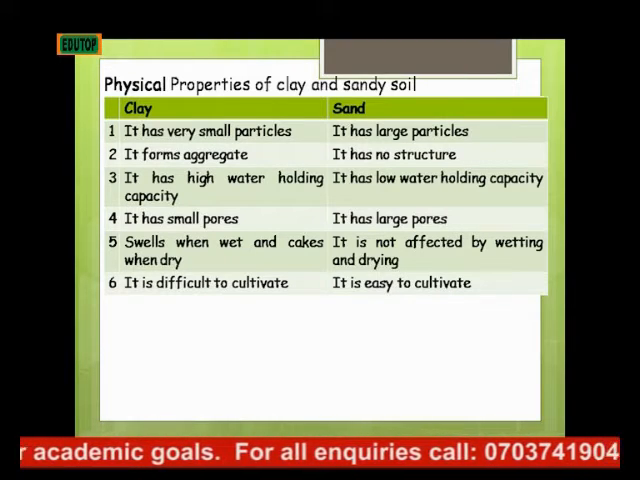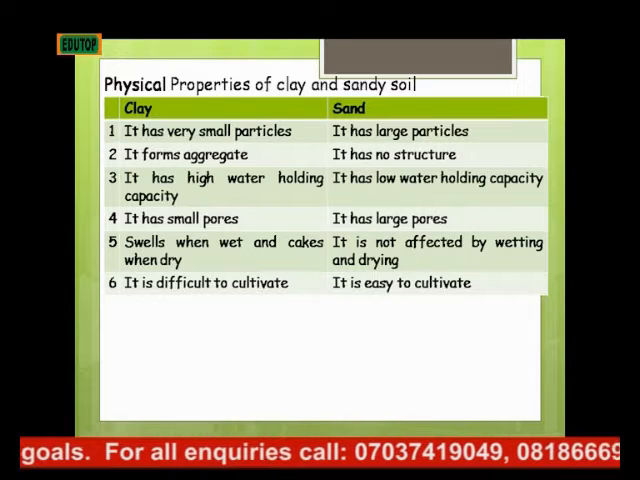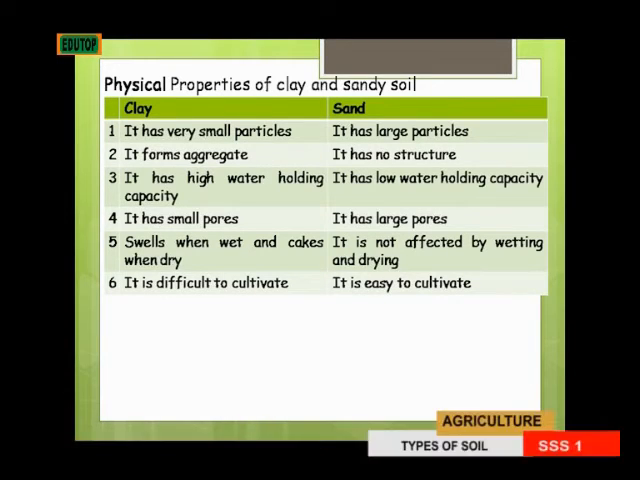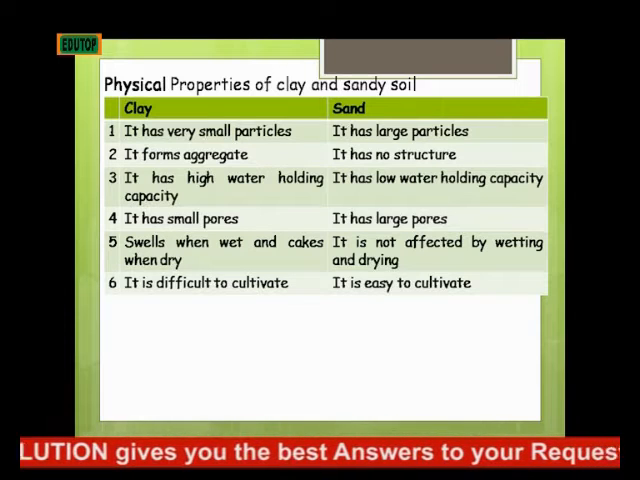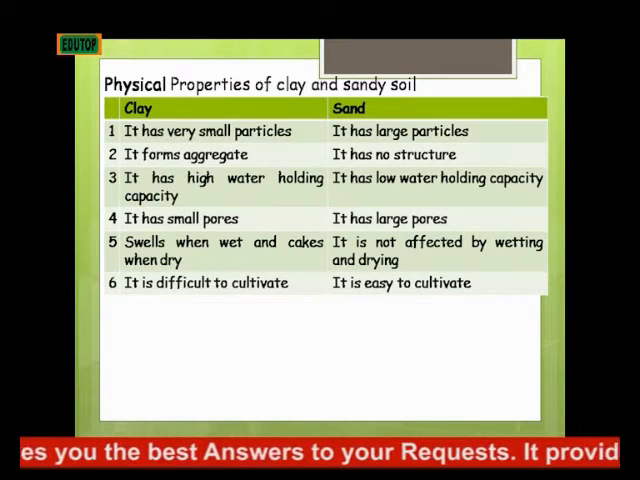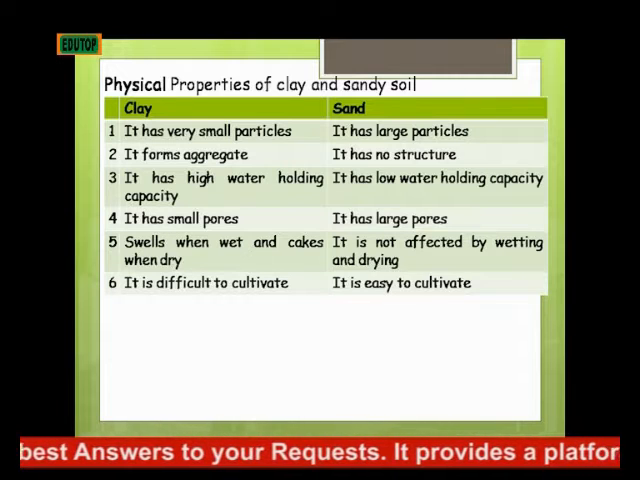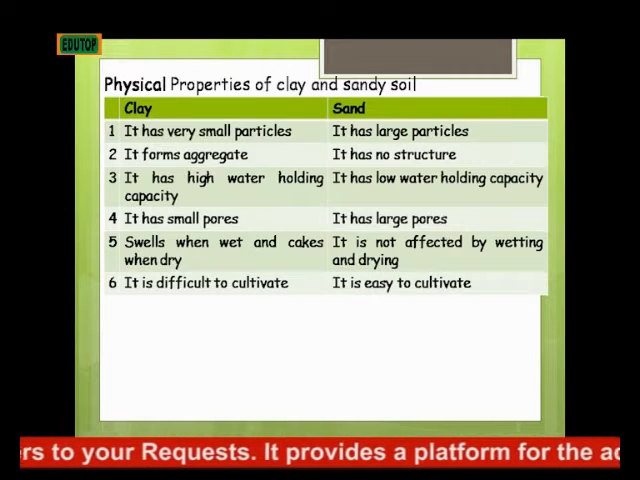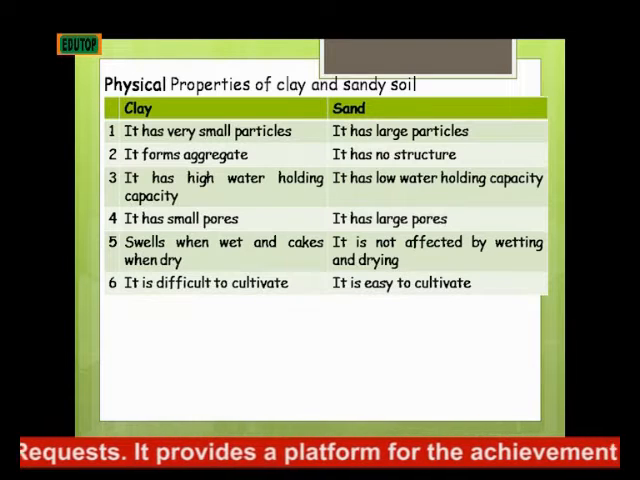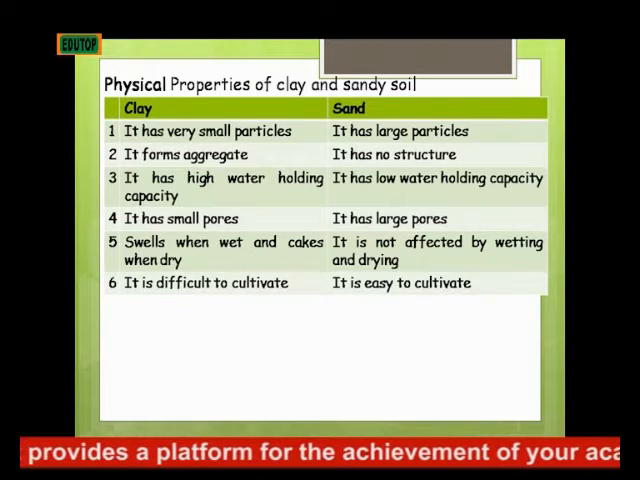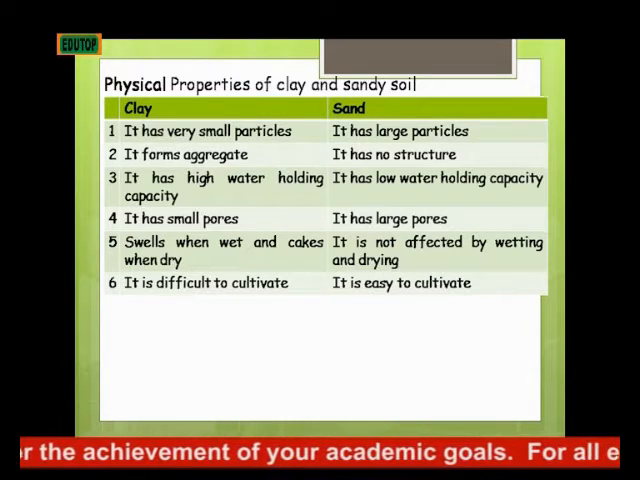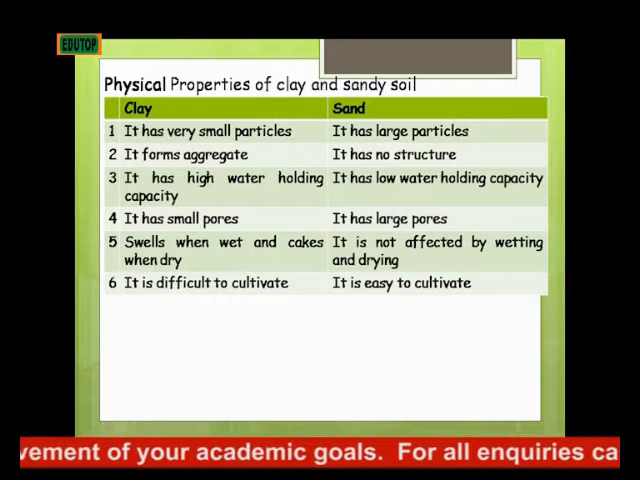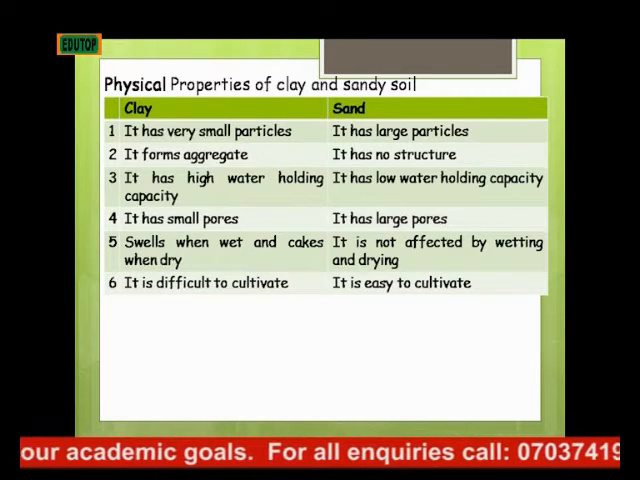Under clay again, the property of clay is that it has small pores. That is due to the fact that the particle sizes are very small, and they are interwoven. They can be closely packed. The pores are very small. That is, clay has small pores, while sand has large pores. Pore spaces are the spaces in between each particle. That's what we refer to as pores.